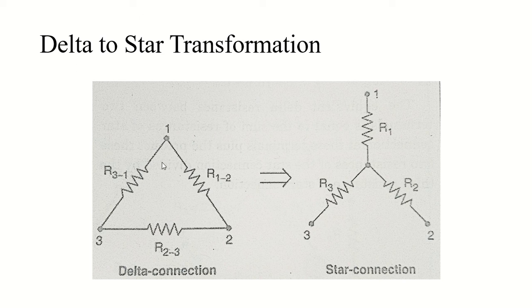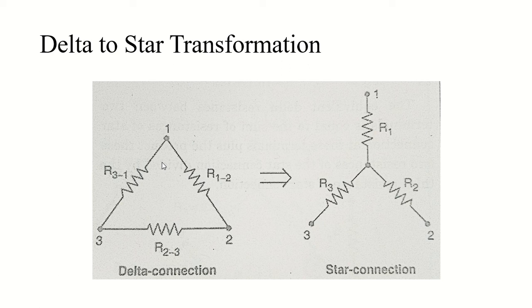So the first condition is equivalent network. It says that only if the two networks are equivalent can we convert the star connection into delta connection. When will you call a network an equivalent network? Two networks are said to be equivalent if and only if the resistance measured between each pair of the terminals are identical. What does it mean?